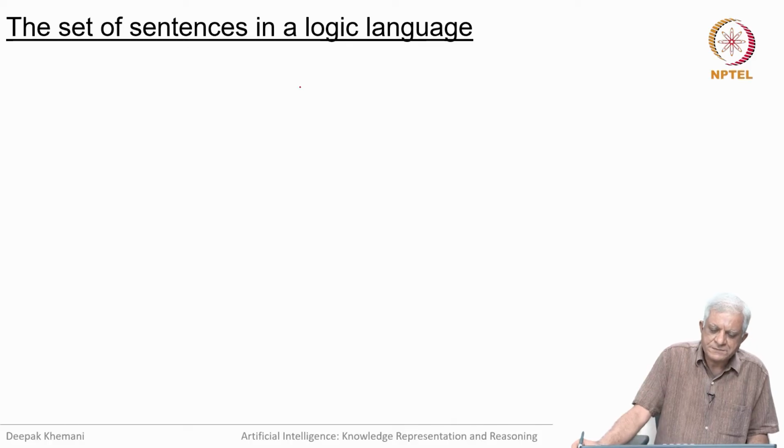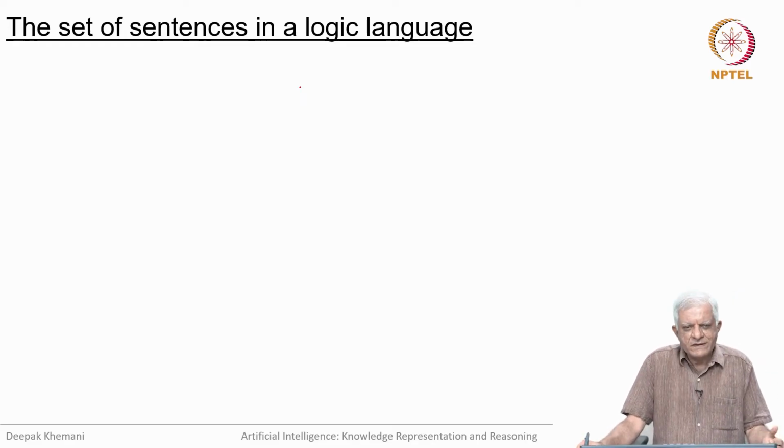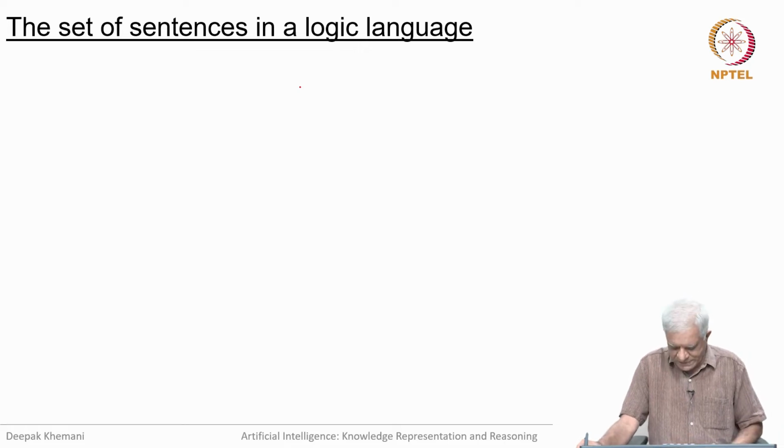So, you are back. Now, we want to define how we construct this formal language, how we know which sentences are in the language and which are not in the language.